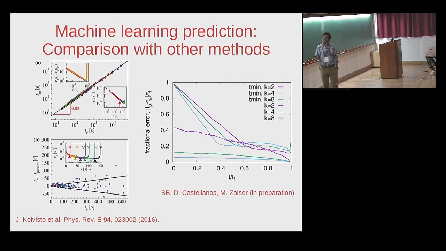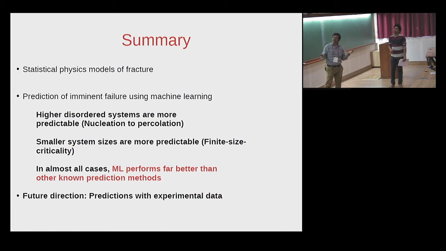But the problem there is, one, that you cannot make any prediction until you reach the minimum. So your prediction is pretty lousy up to the point that you reach the minimum. And the second is, once you reach the minimum, your prediction cannot get any better. So these are the comparisons with this sort of prediction, and machine learning generally does significantly better. So this is the summary.